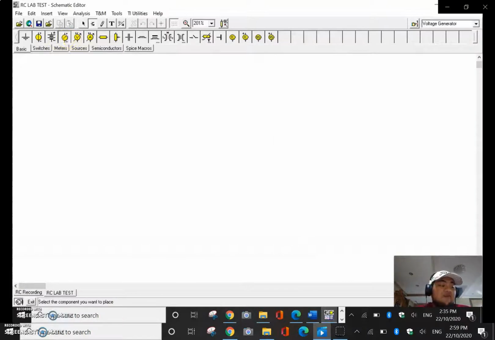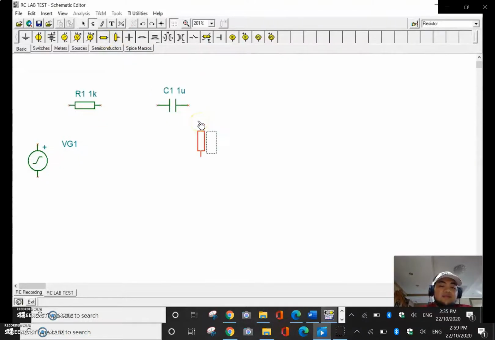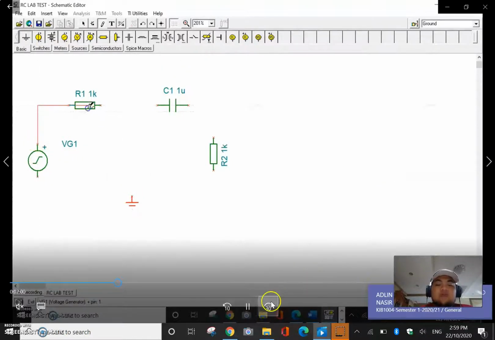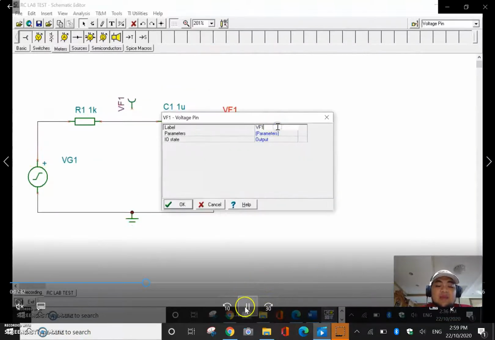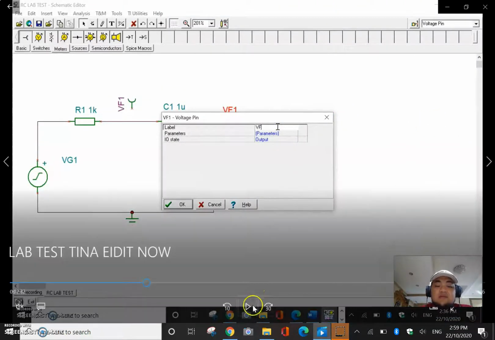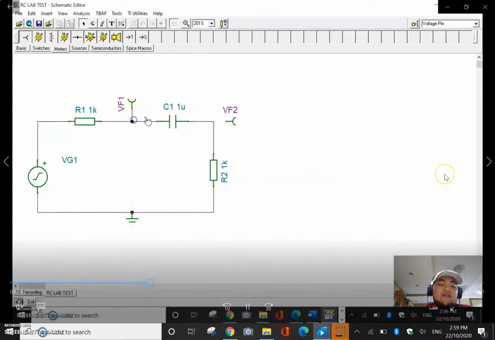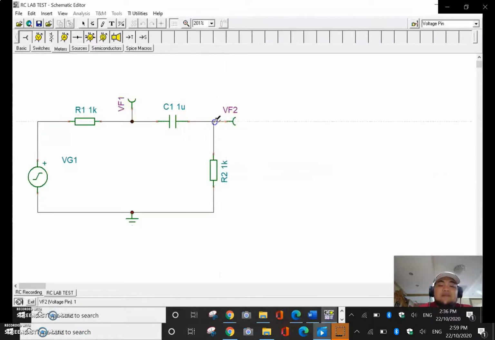Now for the circuit, we will have a voltage source, resistor R1, capacitor C1, and R sense, and it is connected to the ground. So then we will join it with the wires like this. Okay, now for the parameters, before that, we have to put two voltage pins, VF1 and VF2, one after the resistor and another one after the capacitor.